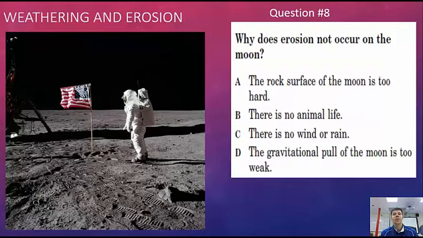There is no wind or rain, so that's true. There is no wind, there is no rain, there's no atmosphere on the moon, and the wind and the rain is what causes erosion. So our best answer is C. There is no wind or rain.